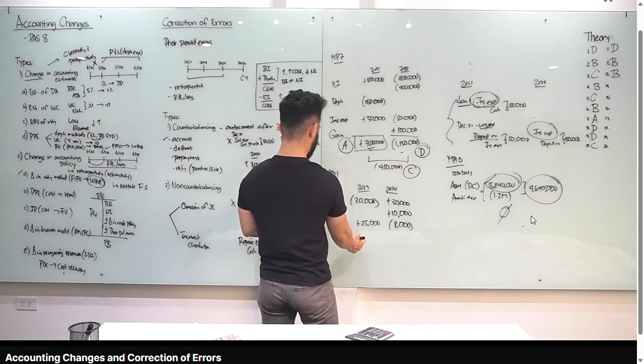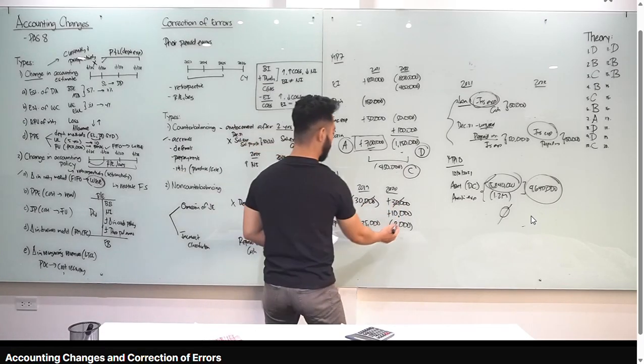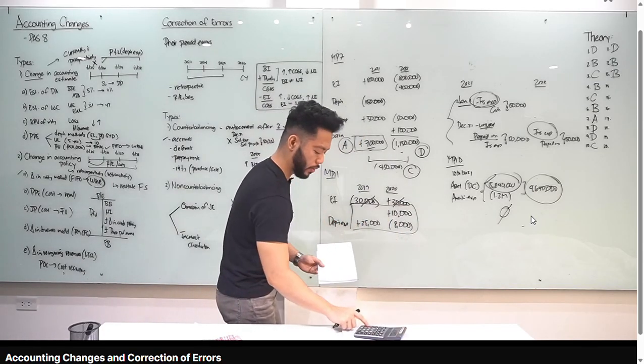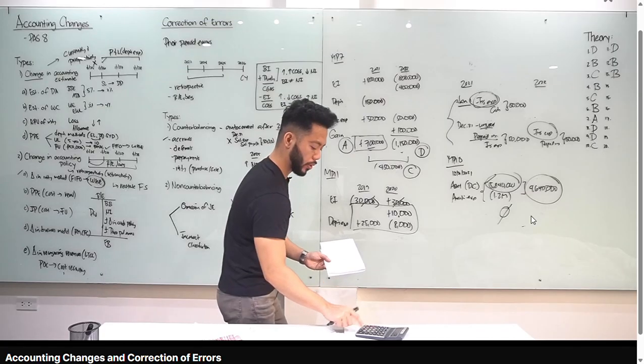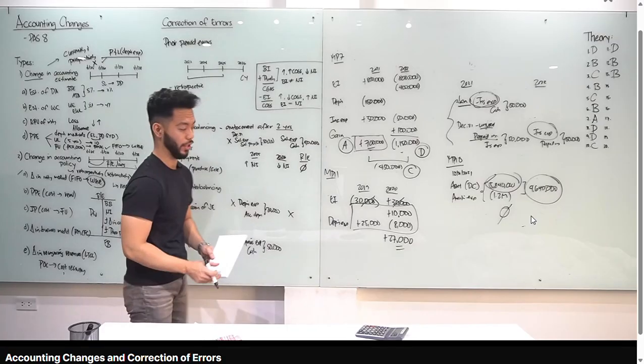Tama ba? Nag-offset lang yung 30,000. Wala nang effect sa retained earnings yan. Tama? So, ang may effect lang yung ito. 10,000, 8,000, and 25,000. So, tingnan natin class. 10,000 minus 8,000 plus 25,000. Sagot mo dito, plus 27,000. Letter A, 27,000, increase. Okay?